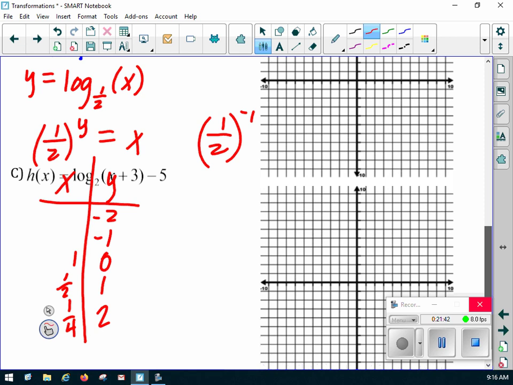A negative exponent means, remember? Flip it. That's going to be 2 over 1. Flip it, 2 over 1 squared, which is 4. See, you did it. Now you've got a transformation.